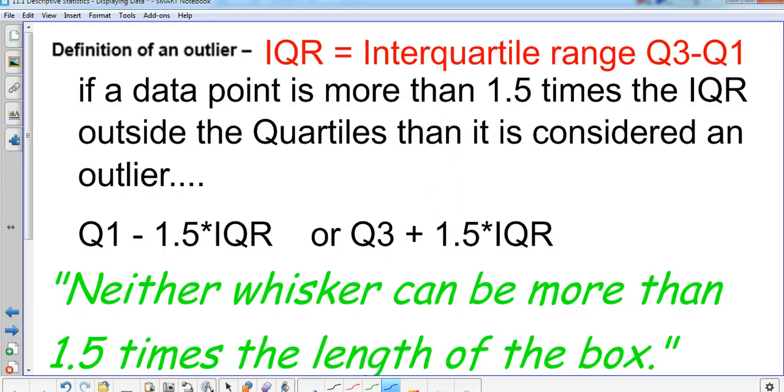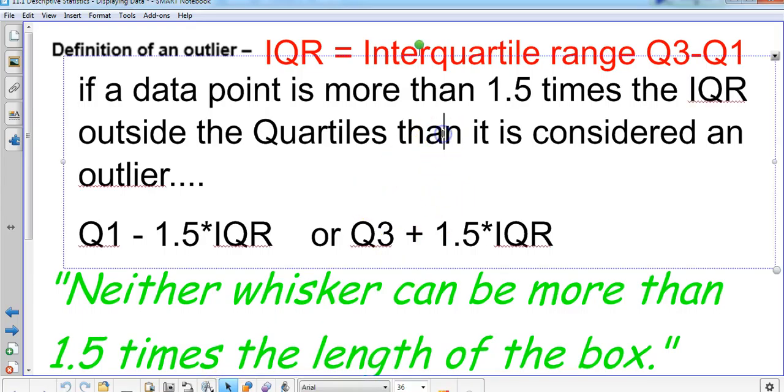And there is a typo on the slide for all my little eagle-eyed English people. There we go. If a data point is more than 1.5 times that interquartile range outside of the quartiles, then it is considered an outlier. Basically, this is what you need to know. Neither whisker can be more than 1.5 times the length of the box. If the whisker's too long, you throw that data point out. It's called an outlier. And then you only connect your whisker to the point before that.